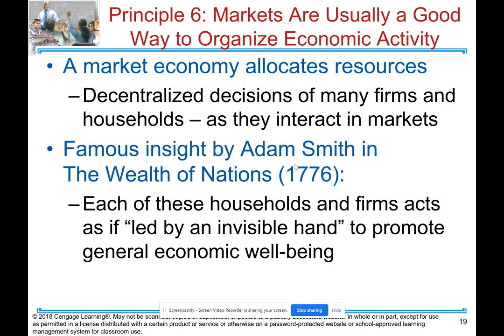Famous insight by Adam Smith in his book, The Wealth of Nations, published in 1776. Each of these households and firms, as they interact in the marketplace, act as if led by an invisible hand to promote the general economic well being. That means people and firms interact in the marketplace, pursuing their self interest. But like an invisible hand, society is better off.